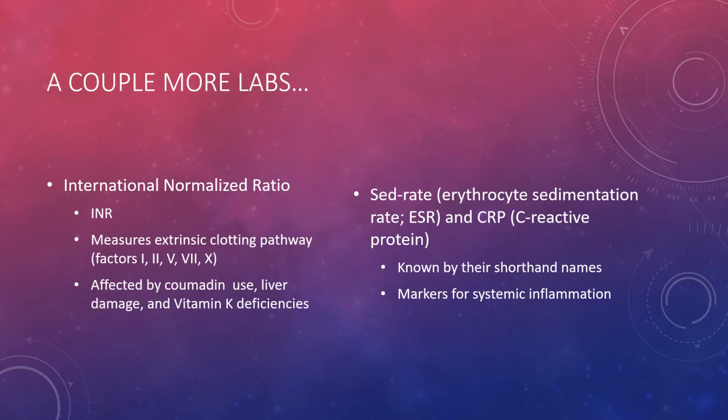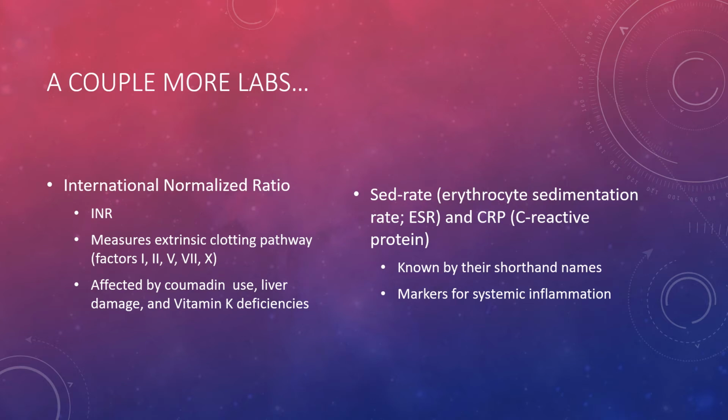So a couple more labs. International Normalized Ratio, or the INR, measures extrinsic clotting pathway factors. It's affected by Coumadin use, liver damage, and vitamin K deficiencies. So it just gives us an idea of how thin the blood is.